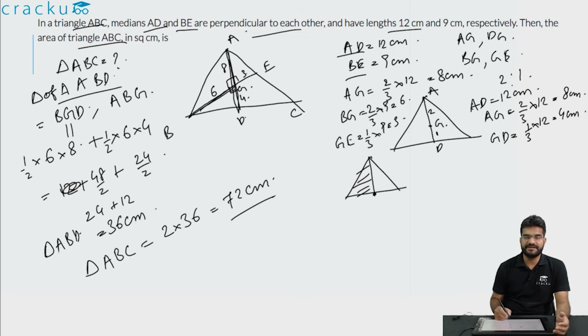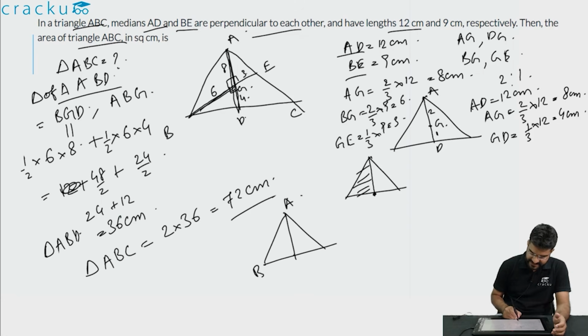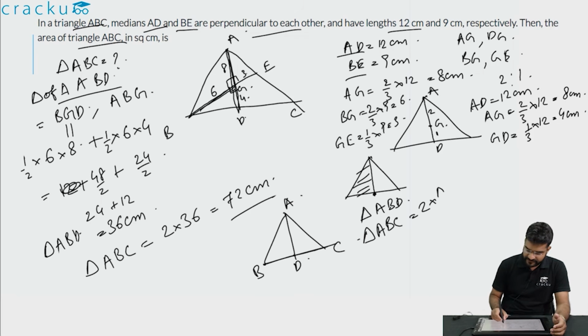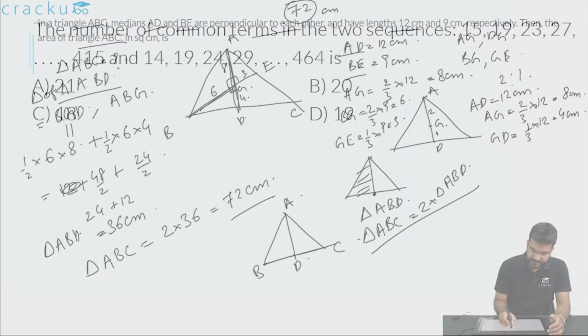The second thing we learned is that once you find out the area of the triangle where the median intersects the third side, the area of the total triangle will be twice that of the smaller triangle. For example, if there is ABC and the median is AD, which intersects the third side BC at D, if you are able to find out the area of ABD, the area of ABC, which is the whole triangle, will be twice the area of ABD. So in this case the answer is 72 centimeters square.